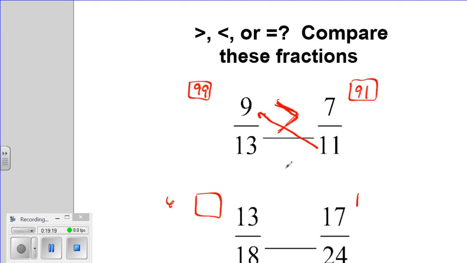Okay, might be a little tougher to do. You can break out your calculator if needed. 18 times 17 and 24 times 13. You could also just simply find a common denominator. 18 and 24 both go into 72. 18 times 4 is 72, and 24 times 3 is 72. And then you'd have to make an equivalent fraction on the top, make an equivalent fraction on the bottom. And hopefully that will allude you to which of these is going to be the greater fraction.